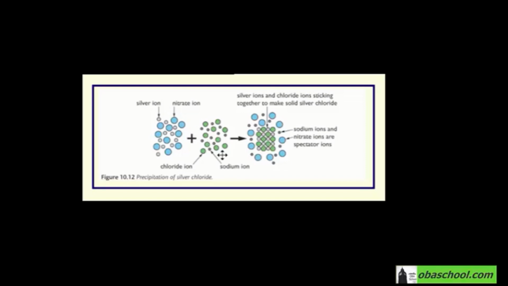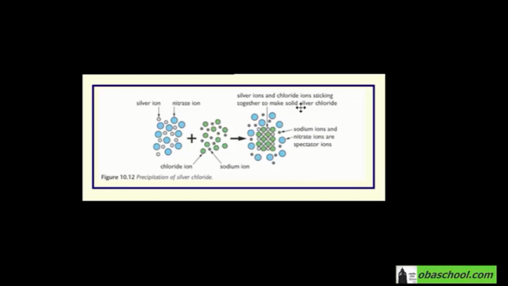The attraction between silver ions and nitrate ions is not very strong, as well as for the chloride and sodium ions. So what happened when they're placed together? We noticed that the silver and chloride ions showed a very strong attraction, so they came close to each other. They stuck together, making a very strong bond.